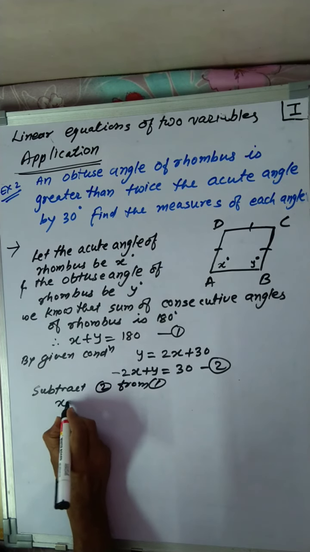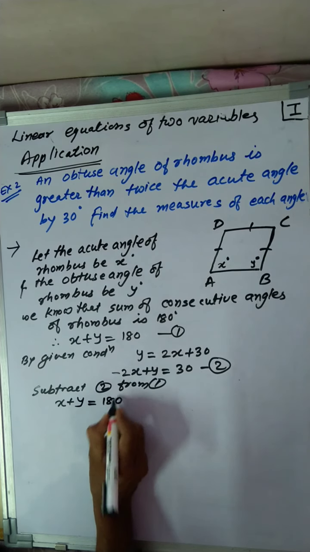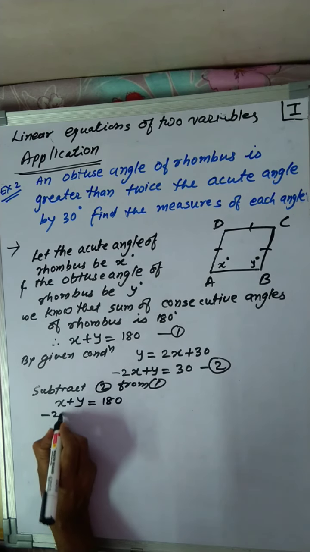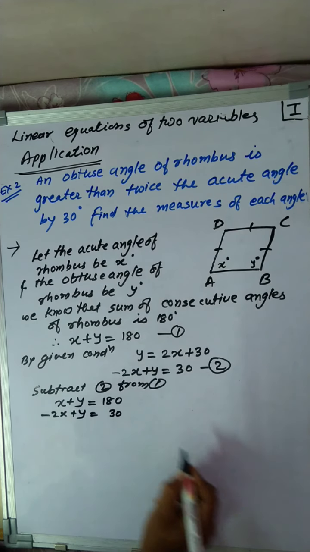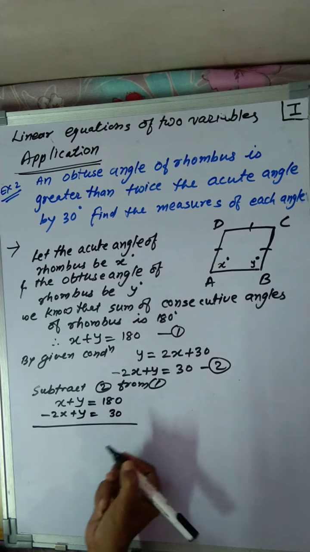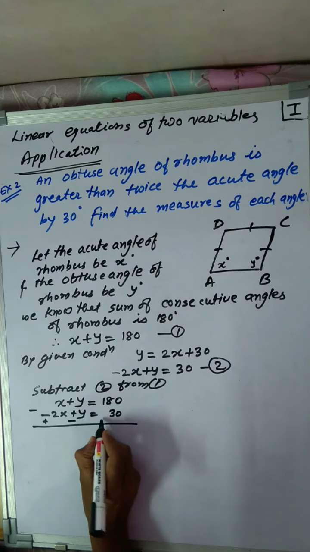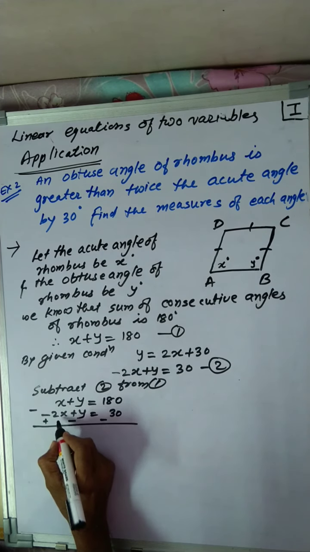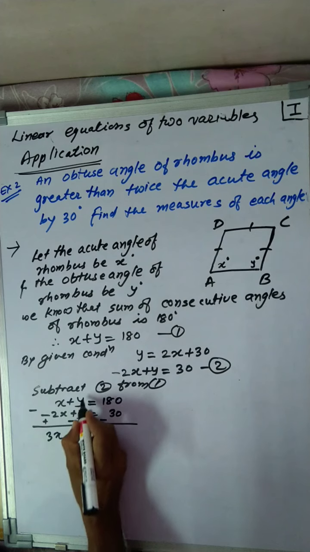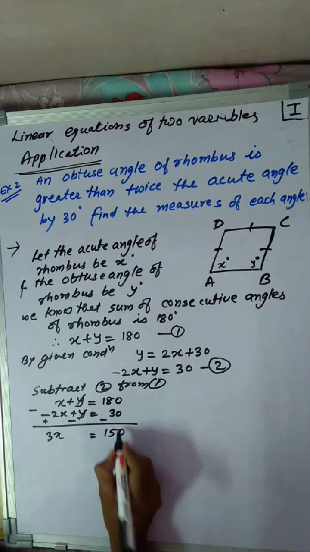Right? The first equation first. X plus y is equal to 180 and minus 2x plus y is equal to 30. That is the second equation. We have to subtract this. That means we have to change the signs of the second equation. Here x plus 2x, that is 3x, plus y minus y get cancelled, is equal to 150.